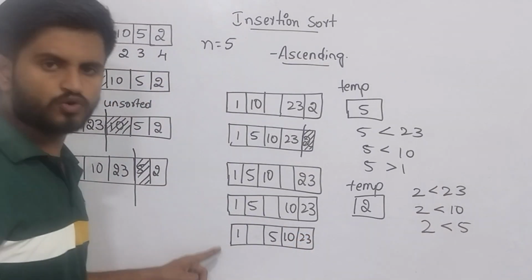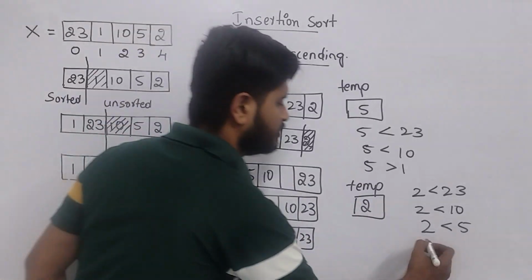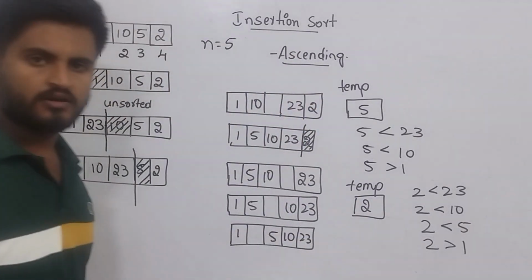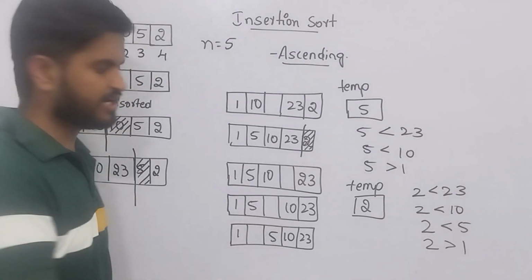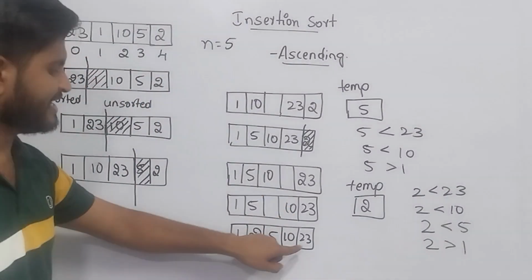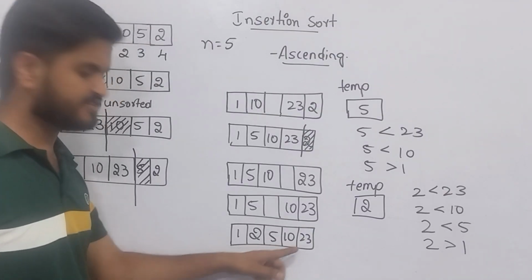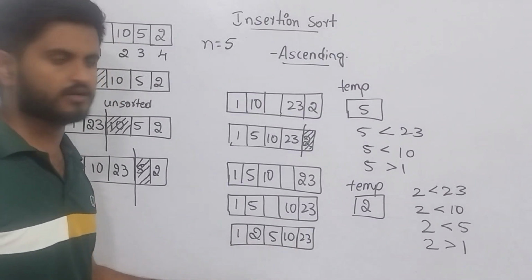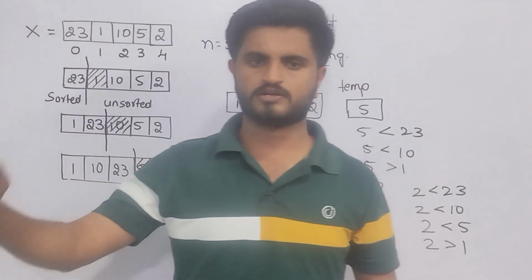Now we are left with only one element, that is 1. If you compare 1 and 2, 2 is greater than 1. So you must keep 1 as it is. And there is no element left to compare with 2, so you will be writing 2 here. If you see 1, 2, 5, 10, 23, all these elements are in the increasing order, that is, in the ascending order. So we sorted the given insertion sort problem in the increasing order.